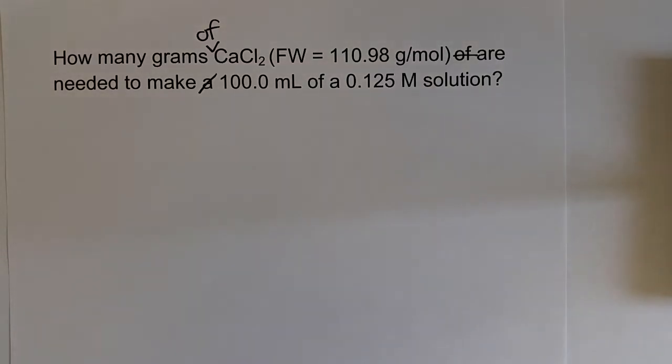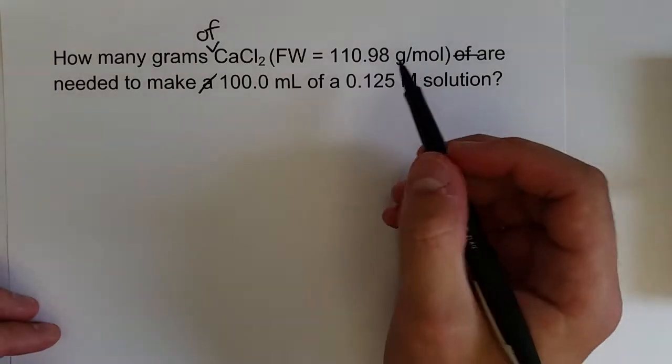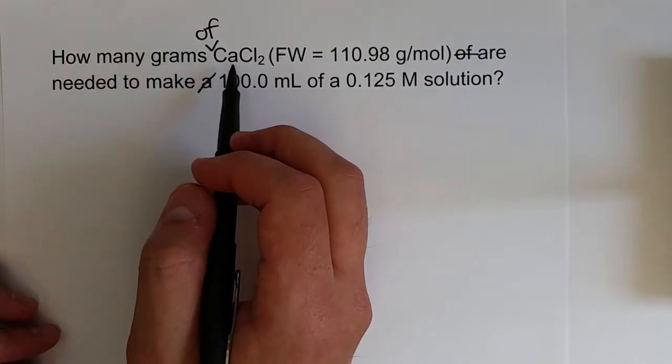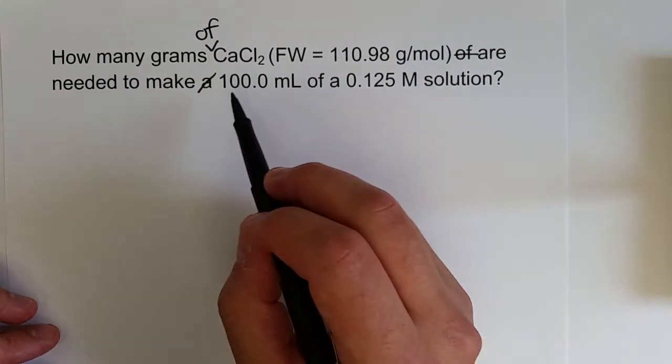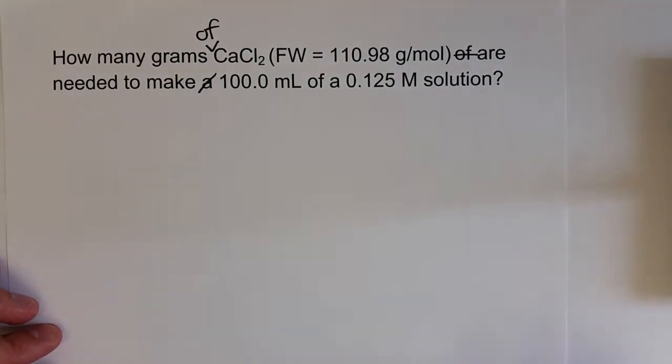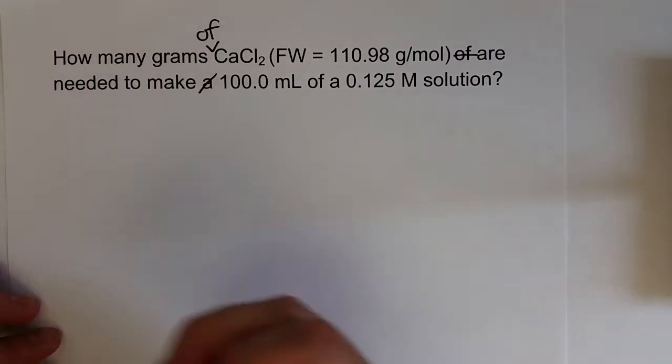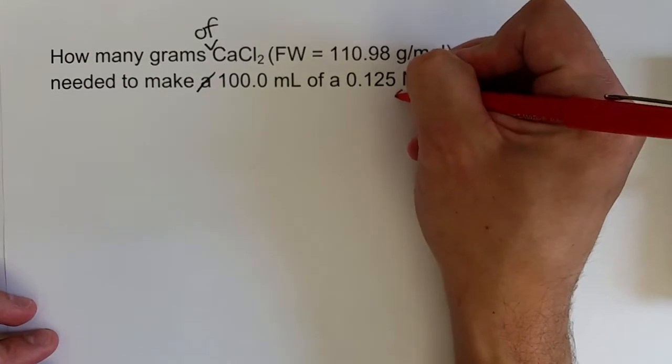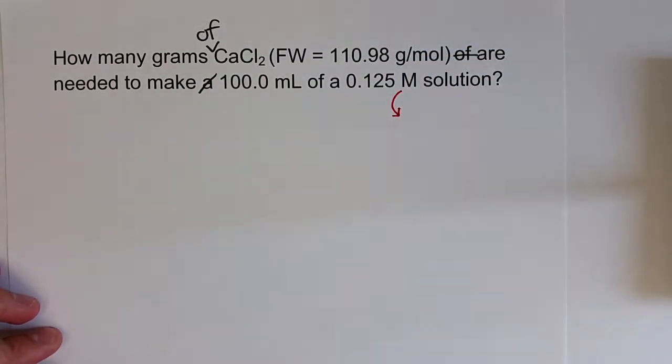All right, so for this next problem, we're going to figure out how many grams of a solute we need to measure out to make a specific solution. So I had to edit this a little bit, but it reads, how many grams of calcium chloride are needed to make 100 milliliters of a 0.125 molar solution? In this problem, the key to solving it is going to be using this molarity as a conversion factor.